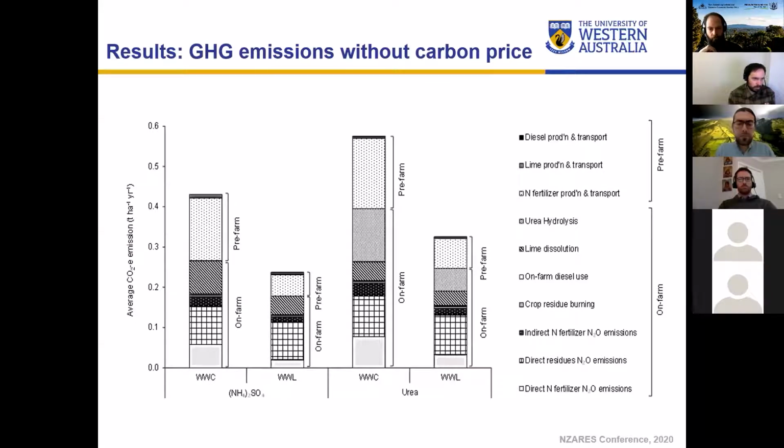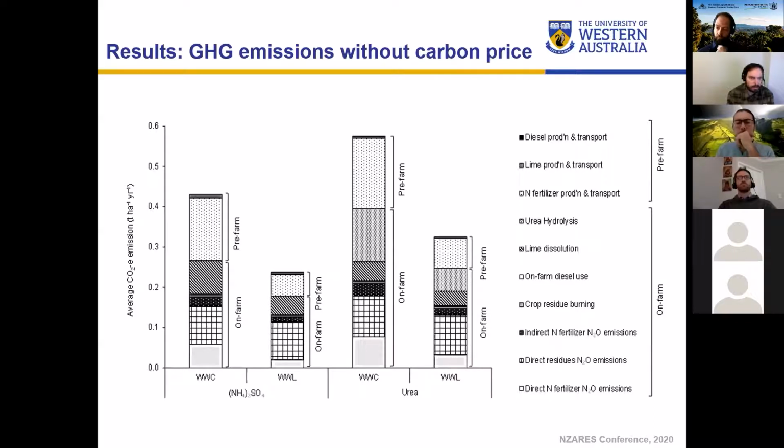This graph shows the on-farm and pre-farm greenhouse gas emissions when there was no carbon taxation incorporated into the system. As you see, the pre-farm emissions were emissions from diesel, lime, and nitrogen fertilizer production and transportation, while the on-farm emissions were from urea hydrolysis, lime dissolution, on-farm diesel use, crop residue burning, and indirect and direct nitrous oxide emissions from nitrogen fertilizer and crop residues.